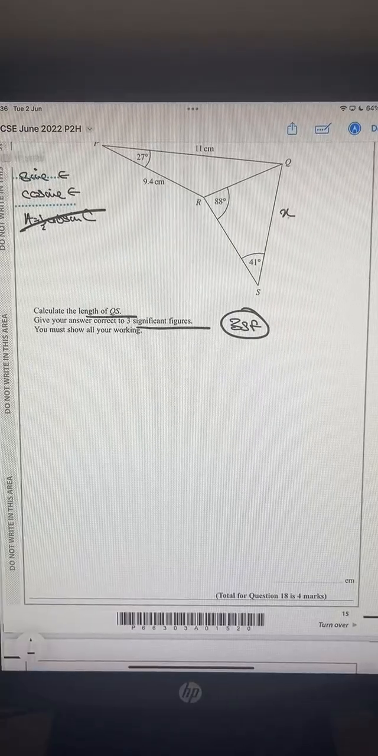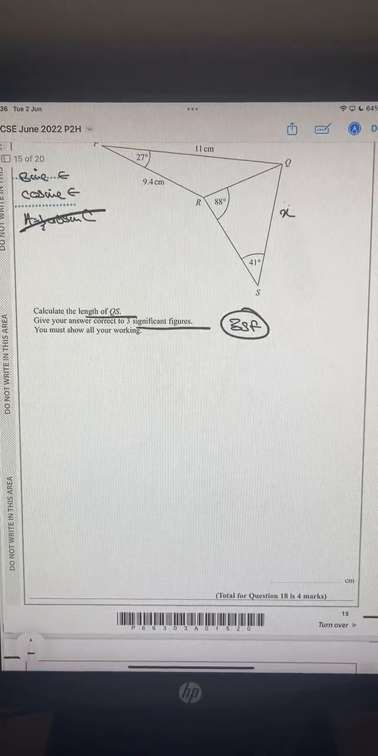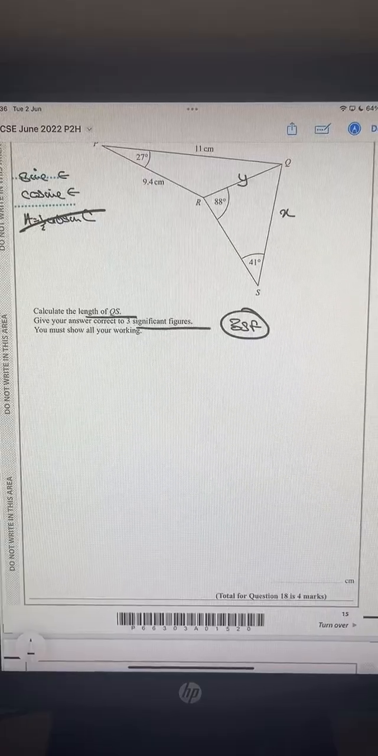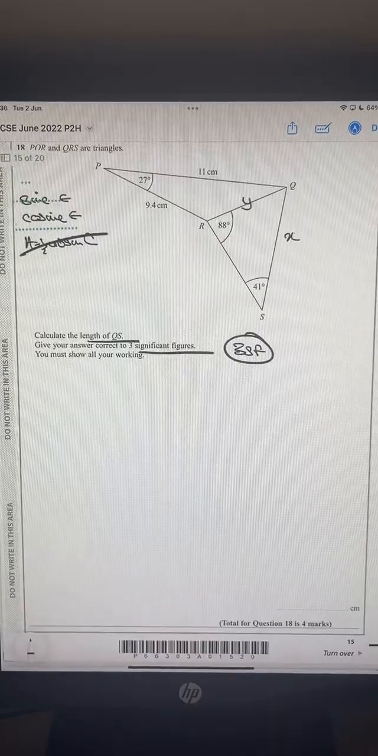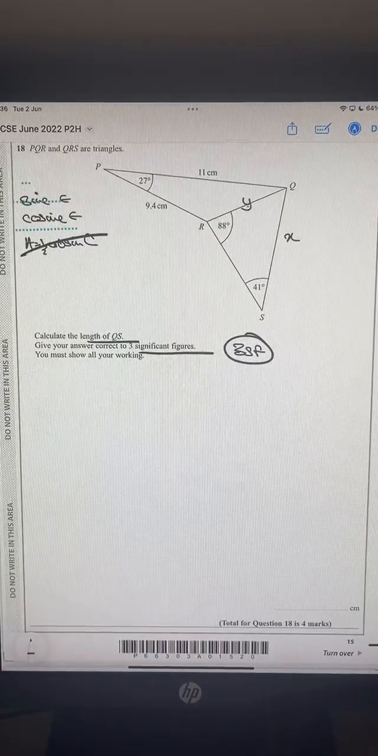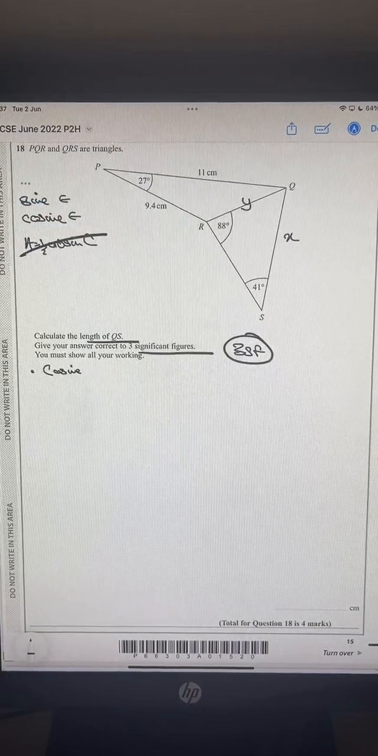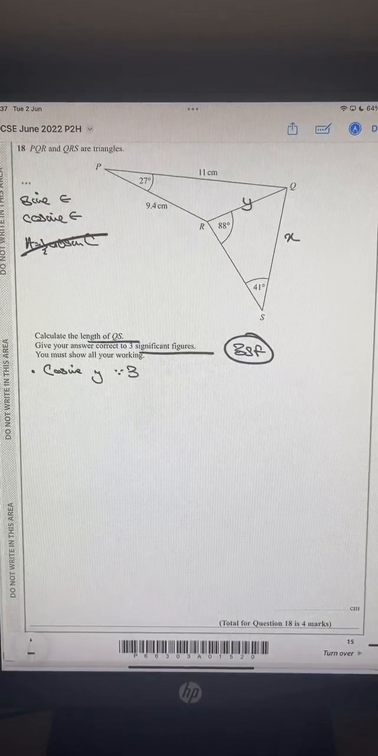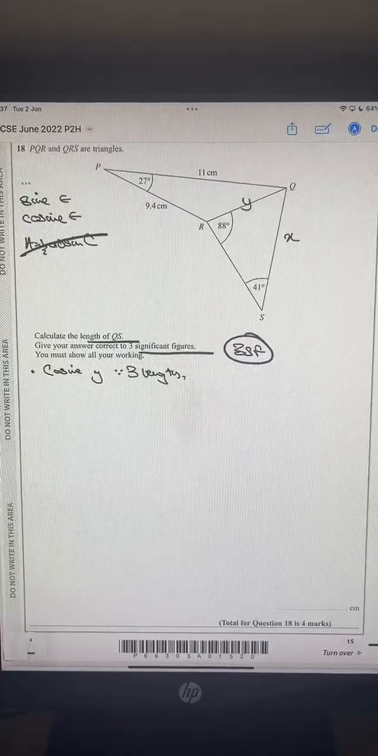So I need to find x. I've got a side and an angle, and I also have another angle, but I don't have this side. So I'm going to call this side y. Exactly. Use cosine rule for triangle PQR, 100%. For y, I've got 3 side lengths and the angle opposite one of them. Perfect. So I'm going to use cosine rule for y because I've got 3 sides and 1 angle opposite the side I want.